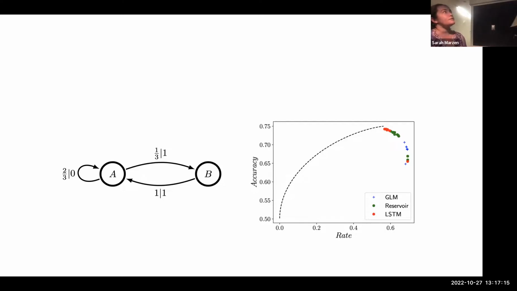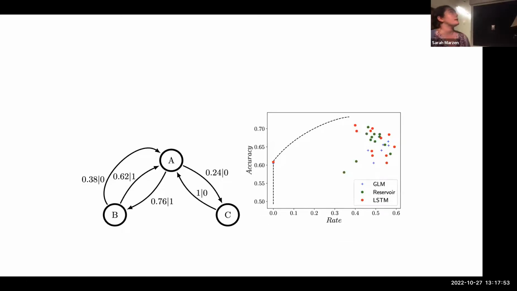And you can see we have a generalized linear model. We have reservoirs and we have LSTMs, and some of them are closer than others to being optimal. But even for this simple epsilon machine, we can see that they're not exactly as close as they could be. So this might be a little bit surprising because these are such simple things. You'd think that all of these machine learning strategies would nail it, but some of them have a little more memory than you would expect, and they aren't maxing out the accuracy in the way that they would need to in order to be optimal.